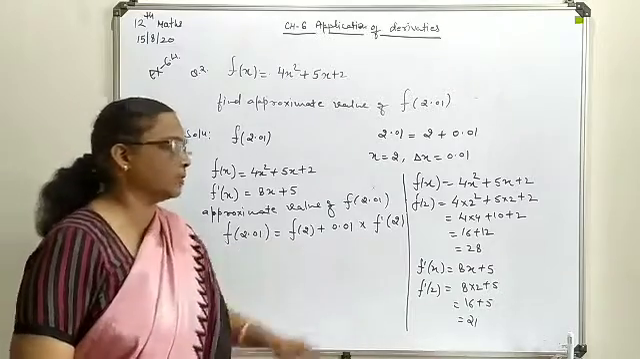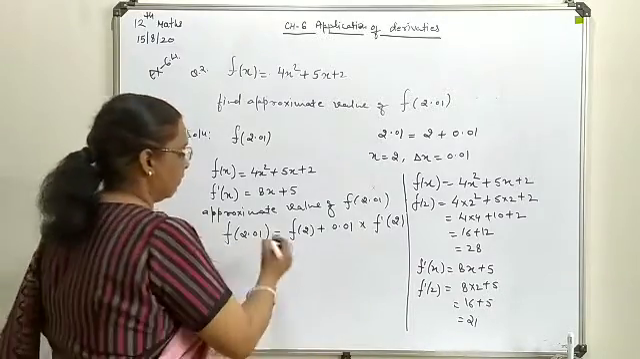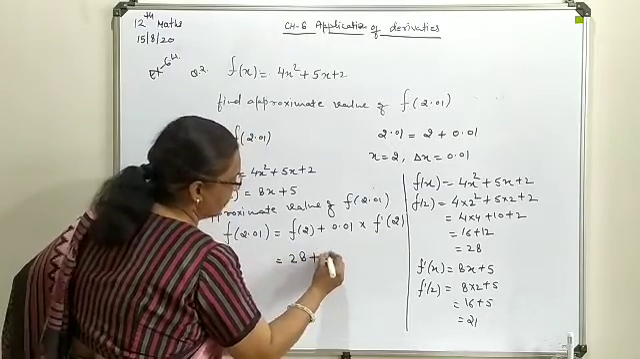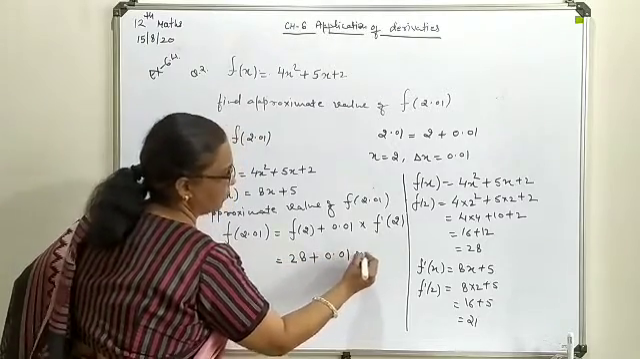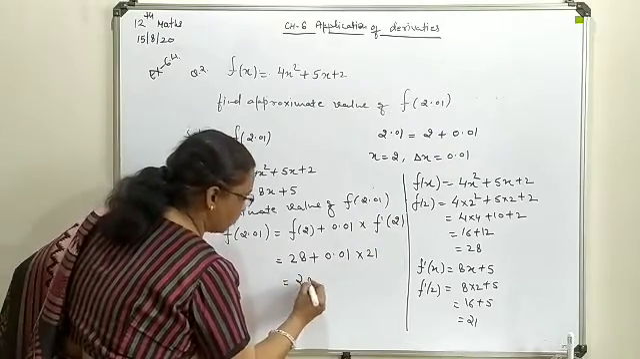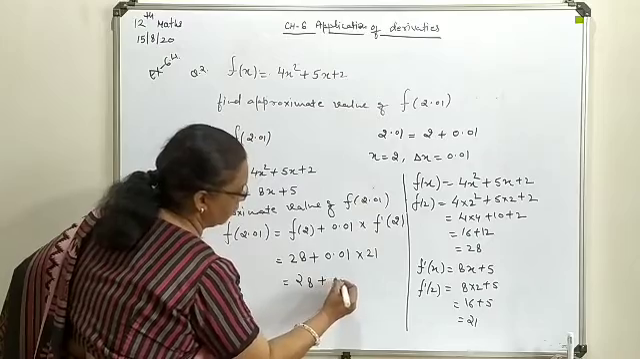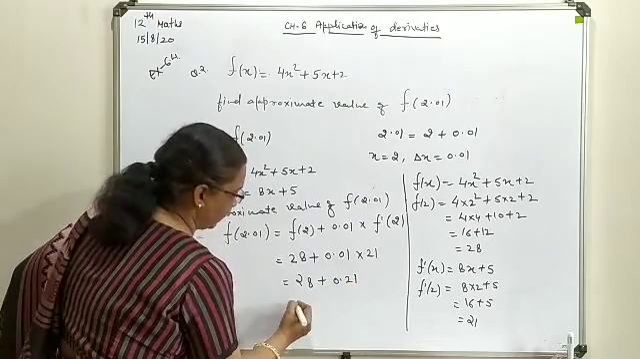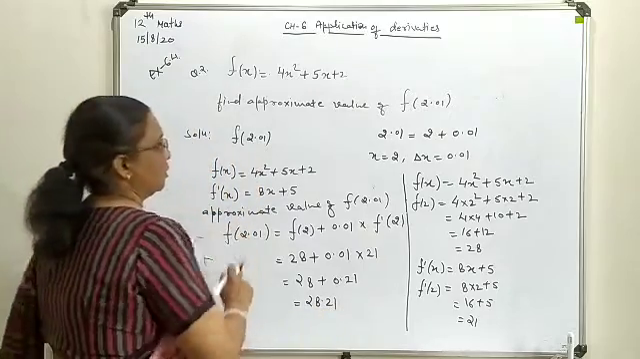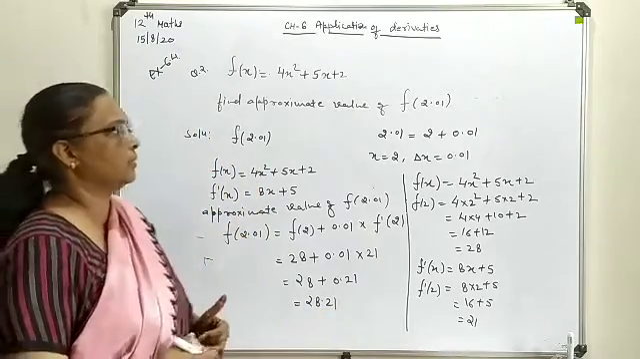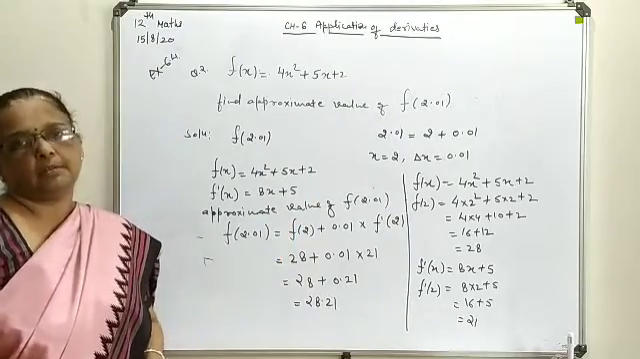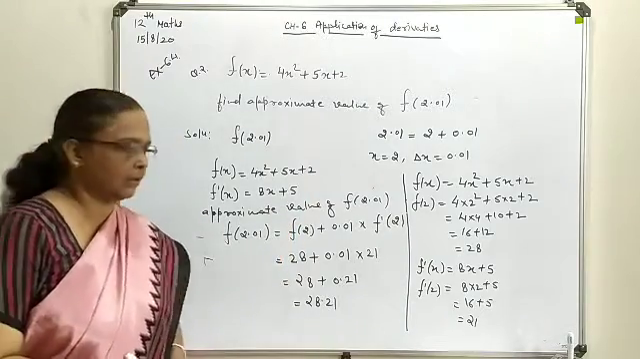Now we substitute the evaluated values directly. This is 28 plus 0.01 into 21. Multiply these two and add to 28. This gives 0.21, and on adding, 28.21. This way, if any function is given, we can find its respective value by using the approximate method.